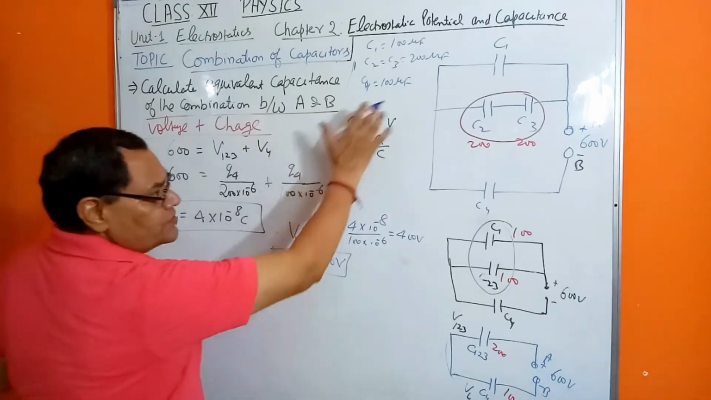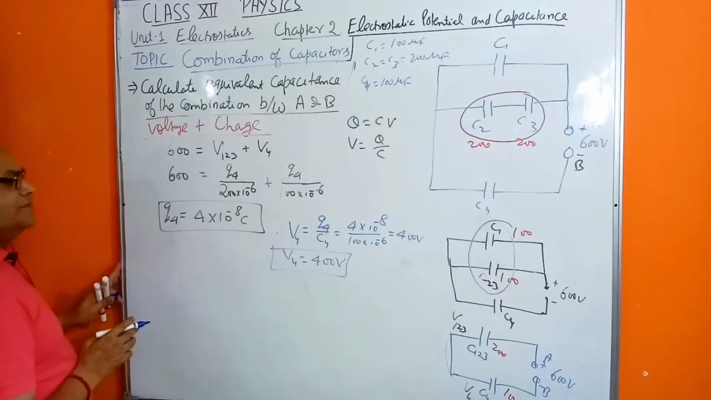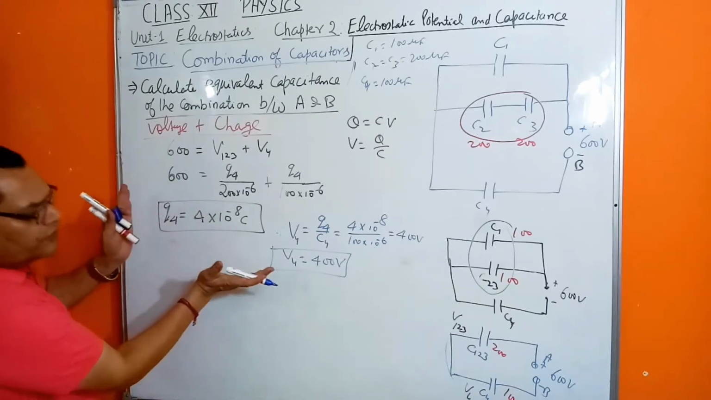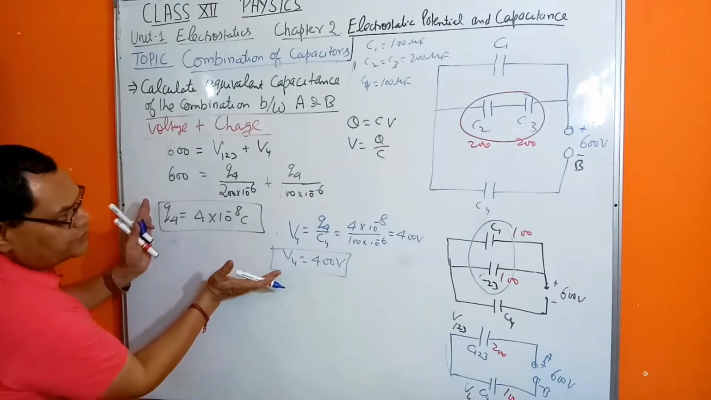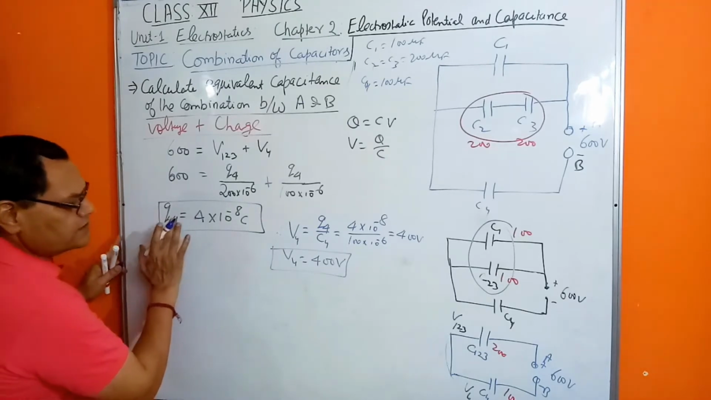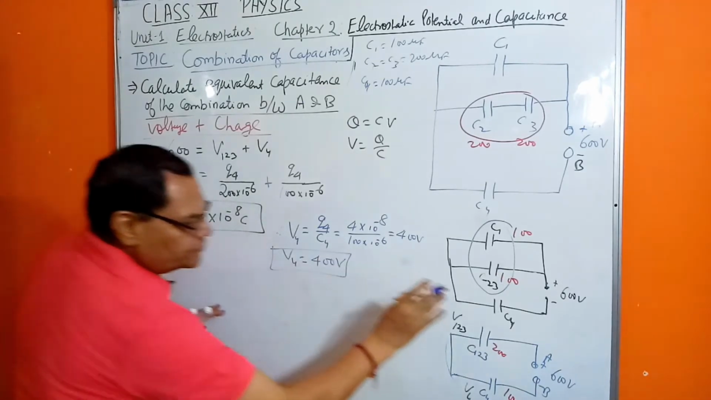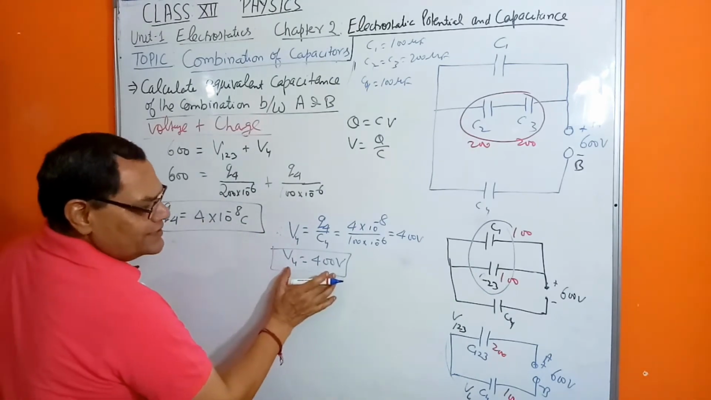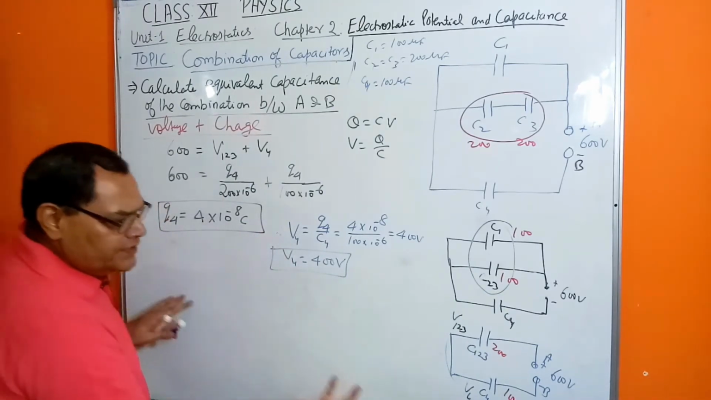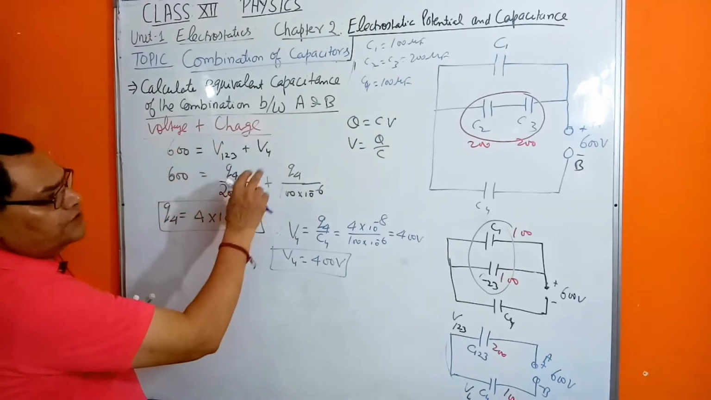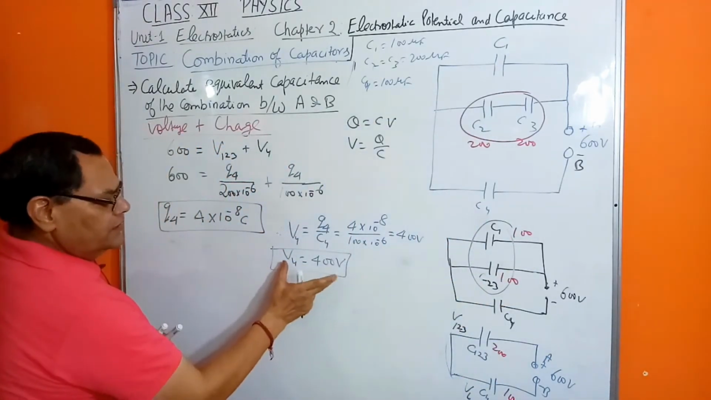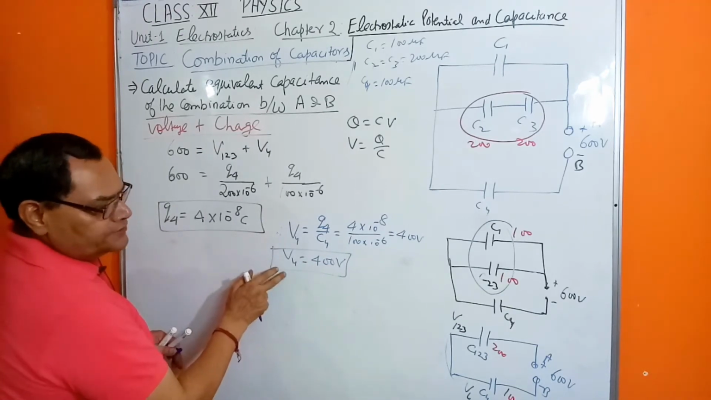Please be focused, because this question is very important and was asked in the CBSE examination. So we got a set of answers: the charge and voltage on the fourth capacitor will be this. Charge is this and voltage is this. Clear? Now, very simple, because they have asked us to find the charge and voltage on each capacitor. So this is only one capacitor, the fourth one.